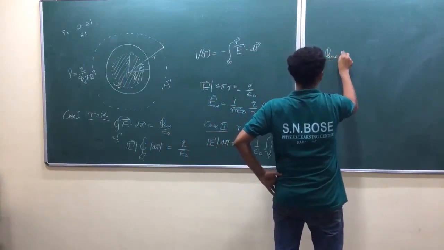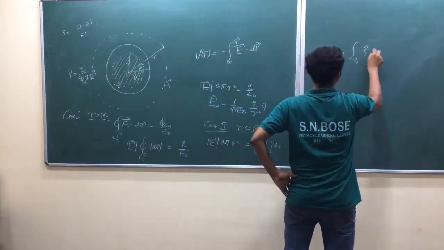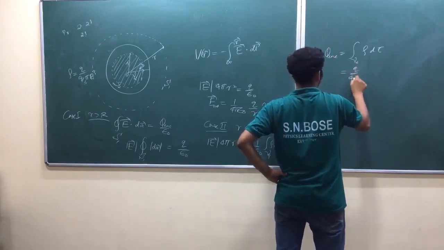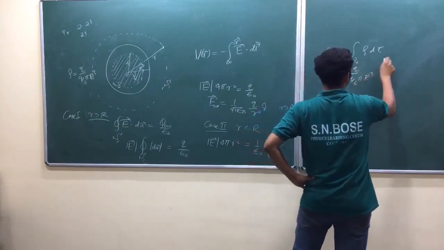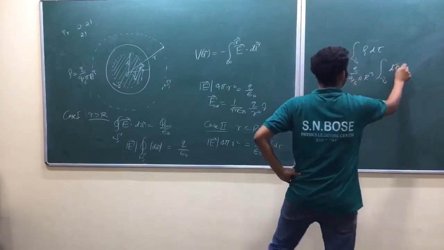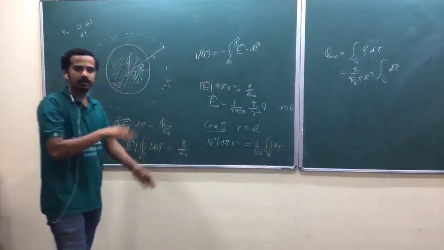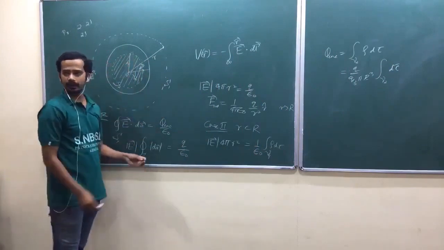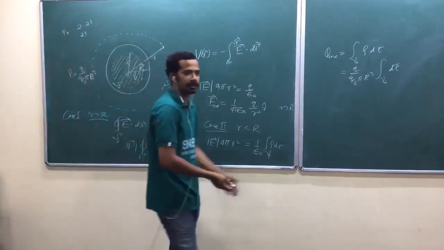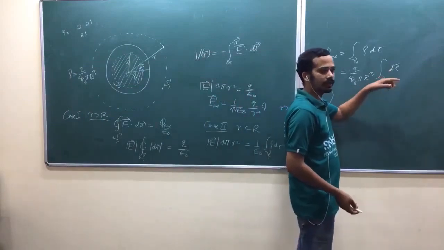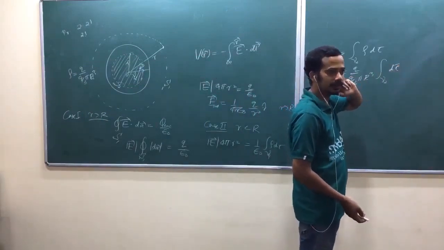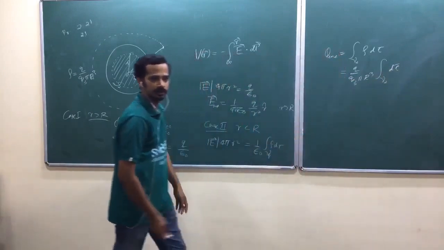Q enclosed is the integral over V2 of rho dV2. Rho is constant. What is that rho? Q by 4 by 3 pi R cube. What is this one? Integral of dV2 throughout that volume. That is the volume of V2, isn't it? Now again, you don't have to go for coordinate geometry. You can write that as r square dr sin theta d theta d phi. You can run those integrals, but it's not needed.